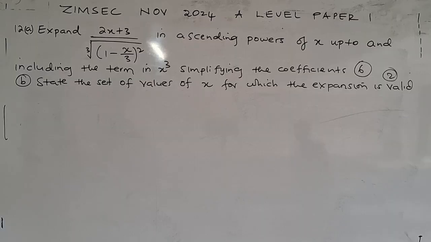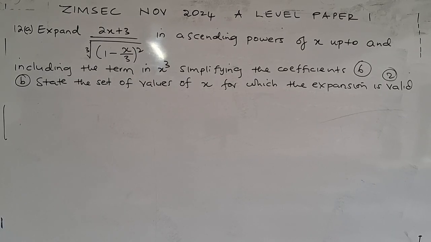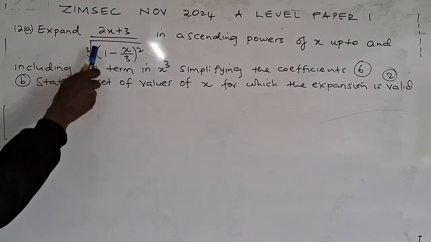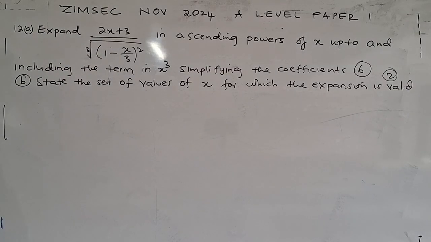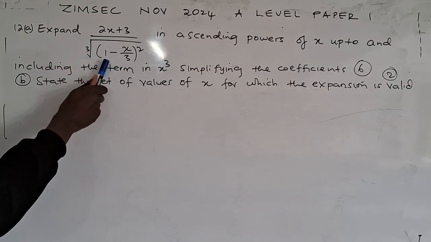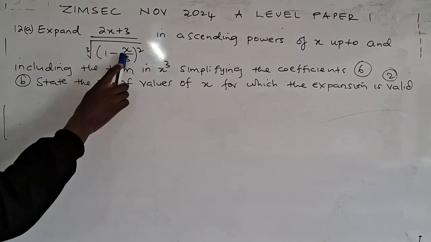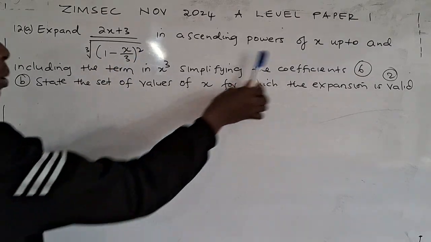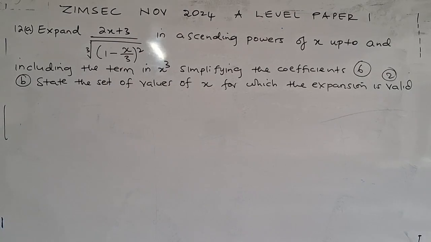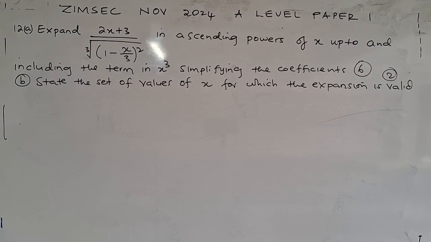Okay, so let's move on to question number 12. This is question number 12. Expand (2x + 3) divided by the cube root of (1 - x/3)^2 in ascending powers of x up to and including the term in x^3, simplifying the coefficients. This is a 6-mark question. State the set of values of x for which the expansion is valid.